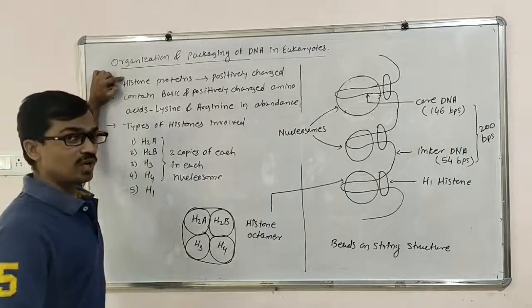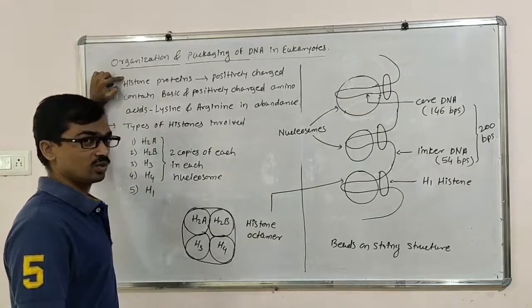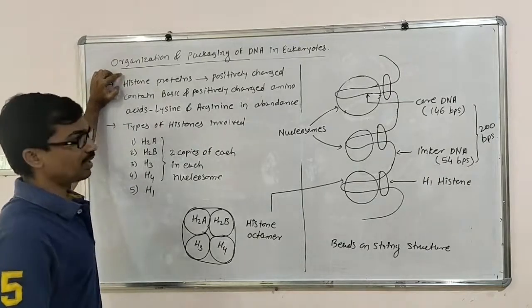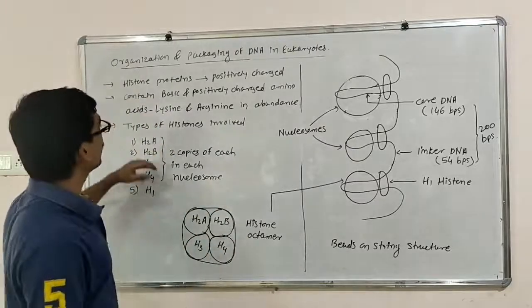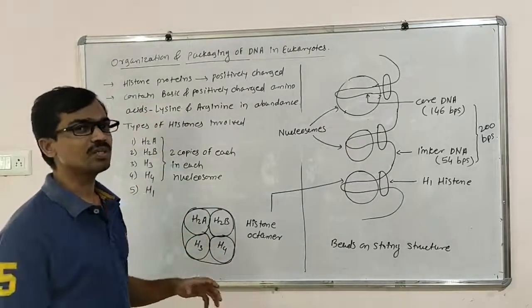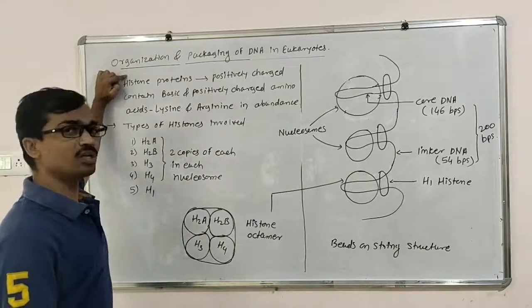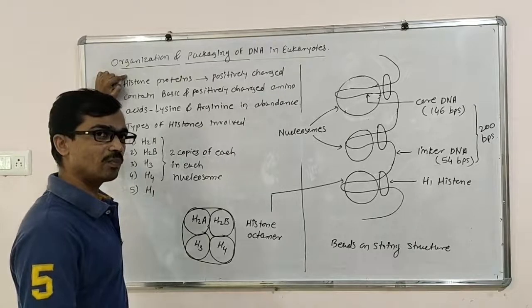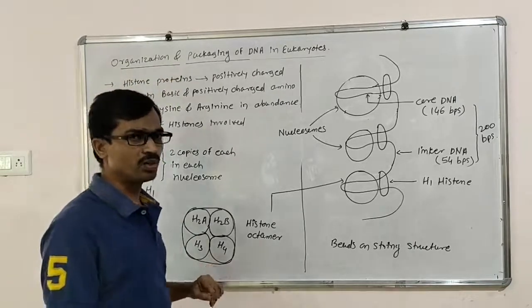In the case of eukaryotes, as I already said, packaging of DNA is more complicated because the length of DNA is very large in comparison to the size of the nucleus, and several different types of proteins are involved in the packaging process. The most important types of proteins involved in eukaryotic DNA packaging are histone proteins. These histone proteins are positively charged proteins.